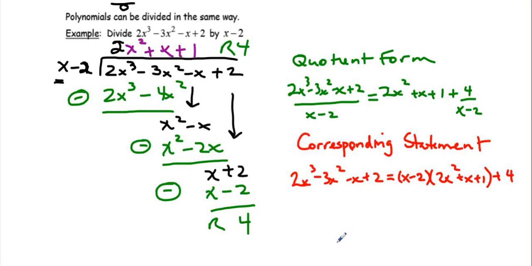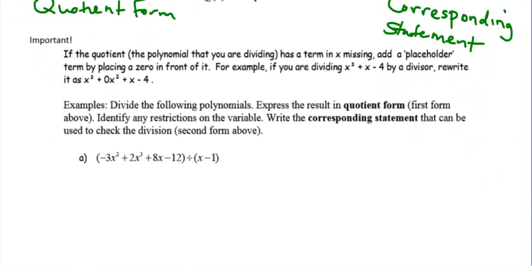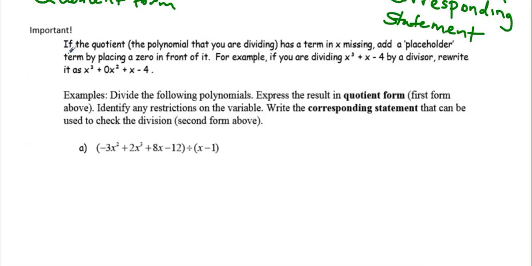You really do have to memorize those 2 forms. Okay, let's go try some more examples. The only thing that this note says here is it's really important that you, number one, rearrange everything in descending order of powers, but also that if you are missing one of the exponents, so if they don't go down continuously, then you have to put a 0 placeholder in.